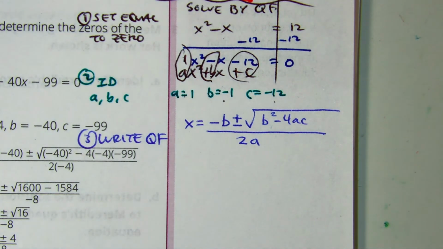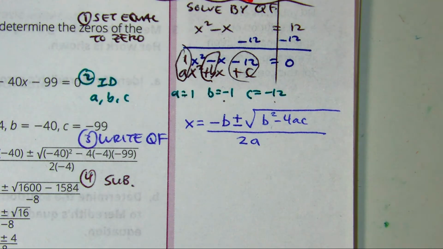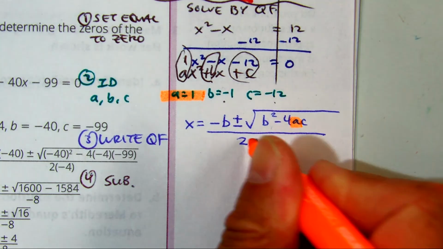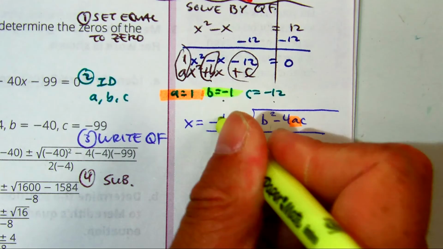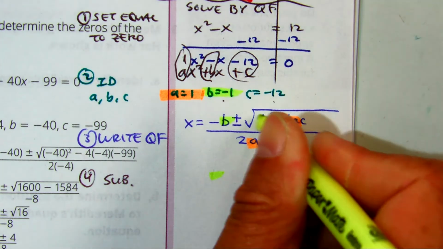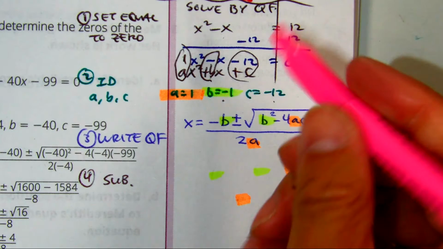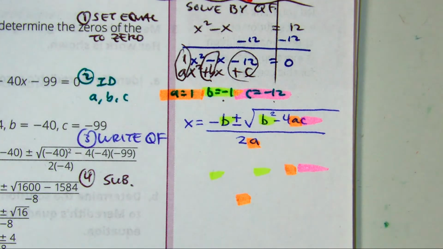Okay, now that I got the quadratic formula, I'm going to do a substitution. Everyone say substitution. Let me show you those substitutions by colors. Every A value, we're going to put in what number? A 1. Every B value, we're going to place a what? Negative 1. And every C value, we're going to place negative 12. Let's do our substitutions.